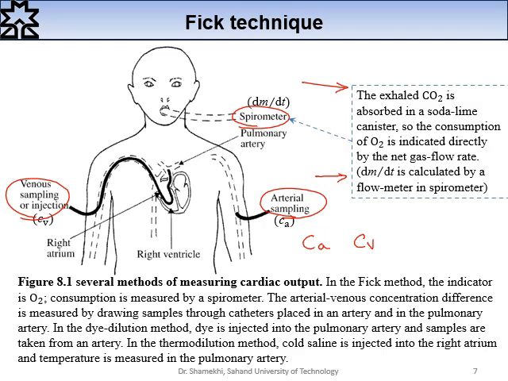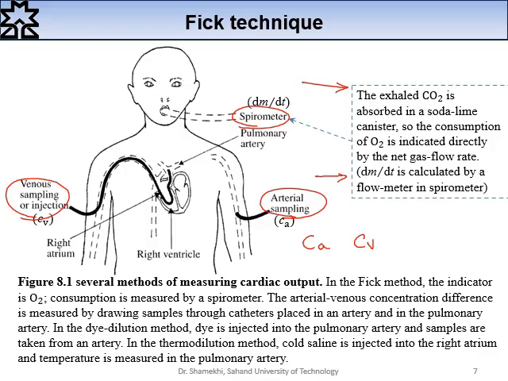The arterial venous concentration difference is measured by drawing samples through catheters placed in an artery and in the pulmonary artery. In the dye dilution method, dye is injected into the pulmonary artery and samples are taken from an artery. We have other types of dilution methods, like the thermodilution method. We will talk about that in the next slides maybe.